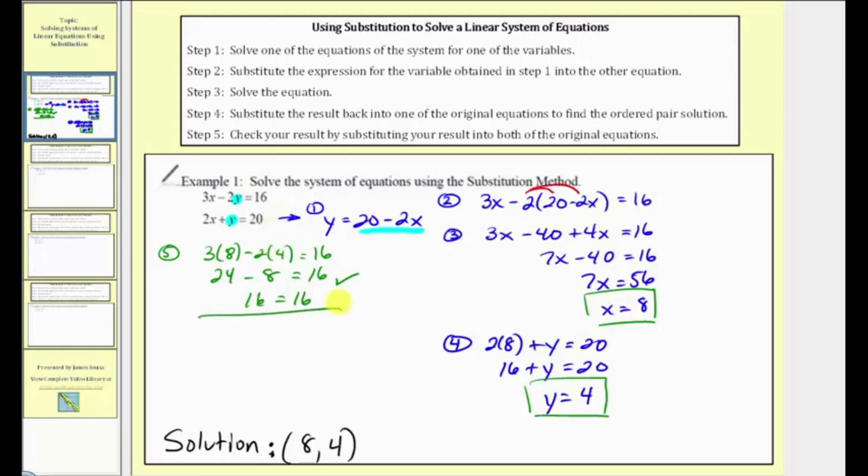And now for the second equation, we would have 2 times 8 plus y, which is 4, equals 20. We have 16 plus 4 equals 20, which also checks. Let's look at another example.